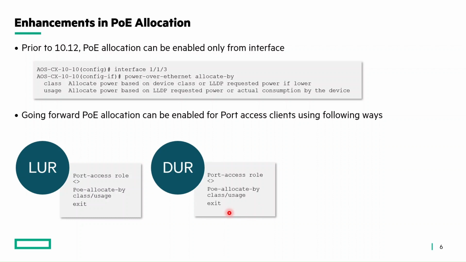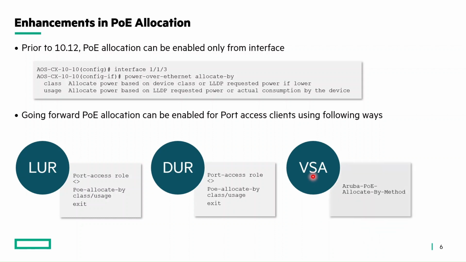There are customers who are not willing to use local user roles or downloadable user roles. They are using only the vendor specific attribute. For that purpose, we have introduced a new vendor specific attribute, Aruba PoE allocate by method. It holds the value of class and usage. So these are the ways we can configure the PoE allocation for the port access clients.